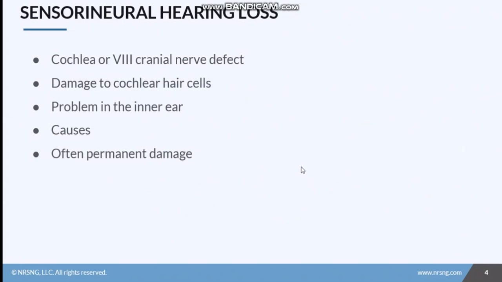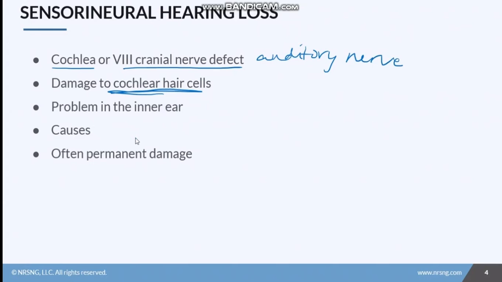Okay guys, so sensorineural hearing loss is a defect in the cochlea itself, or a defect of the 8th cranial nerve. So that's the auditory nerve. This is also caused by damage to the cochlear hair cells as well. So unlike conductive hearing loss, sensorineural is a problem in the inner ear. Remember, conductive was external or middle ear.